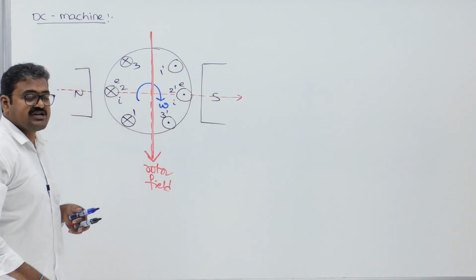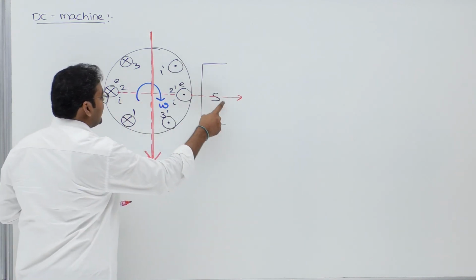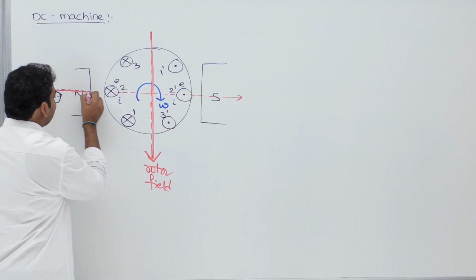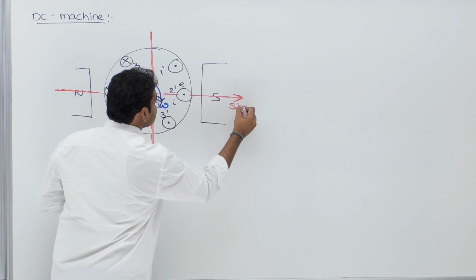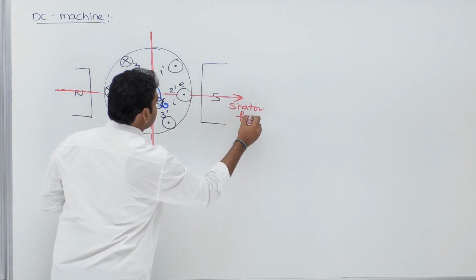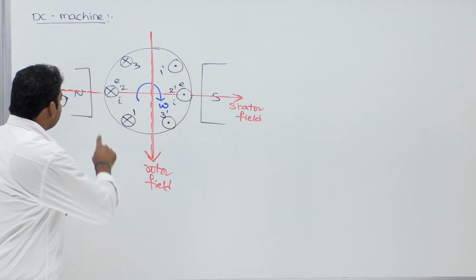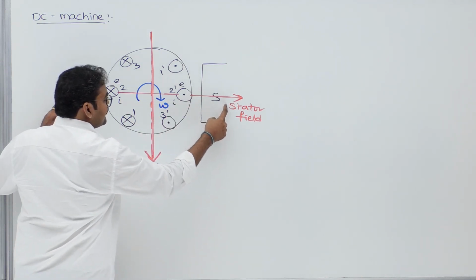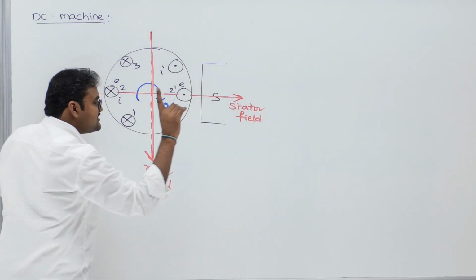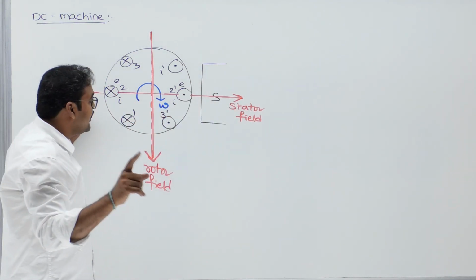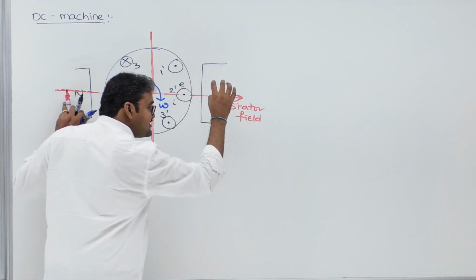What about the direction of stator field? Stator field means it is the magnetic field developed by this north pole and south pole. We know flux is always from north pole to south pole. This is stator field. Now tell me, stator field is stationary or moving? Stator field is stationary. Why? Because stator is DC excitation first of all. And that too, stator core is always stationary. That's why stator field is always stationary.